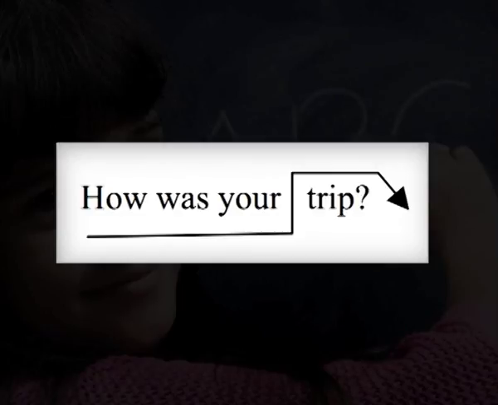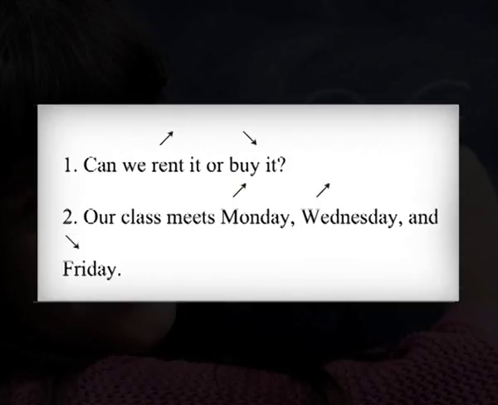Let us look at the sentence. Now, if you notice this sentence, "How was your trip?" So you can see how the pitch rises and falls. Another simple strategy to teach intonation is to draw arrows over the place where pitch changes. For example, see the arrows drawn for the sentences, "Can we rent it or buy it?" "Our class meets on Monday, Wednesday and Friday." So, for Monday, Wednesday and Friday there is a falling tone.